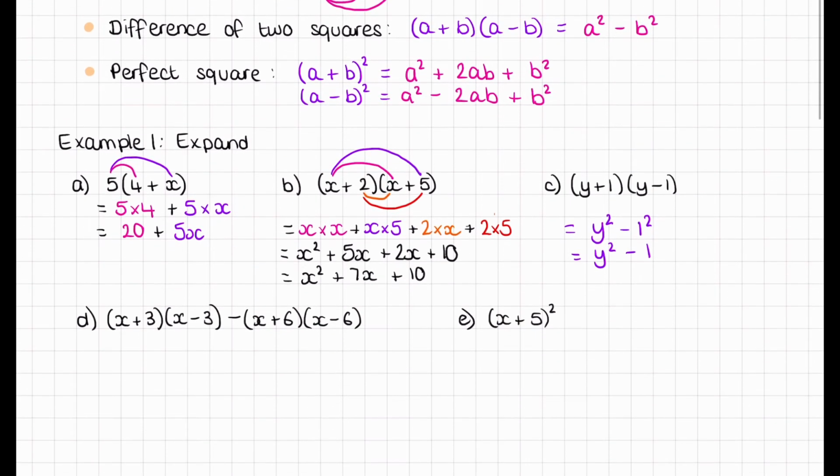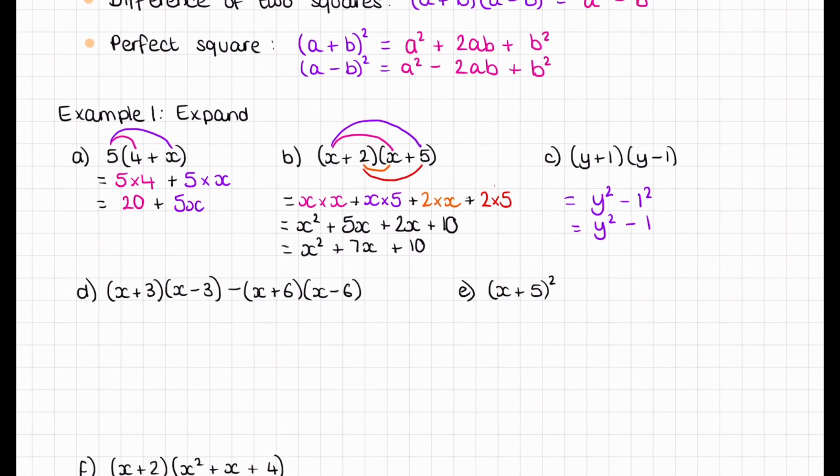D, this is just a bit longer. Now we've got x plus 3 multiplied by x minus 3 minus x plus 6 multiplied by x minus 6. Two difference of 2 squares there. So we're going to do them separately and then we can combine if we can. And when I do this, I'm going to put both parts in brackets and I'll explain why in a second. So the first difference of 2 squares will give us x squared minus 3 squared, minus, and then the second difference of 2 squares, so it'll be x squared minus 6 squared.